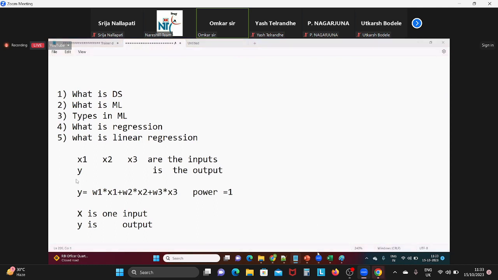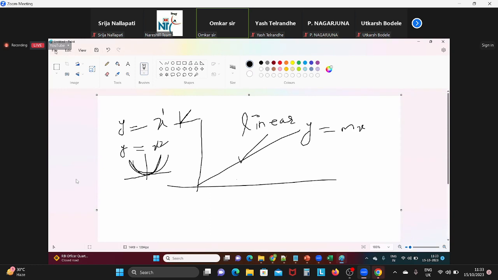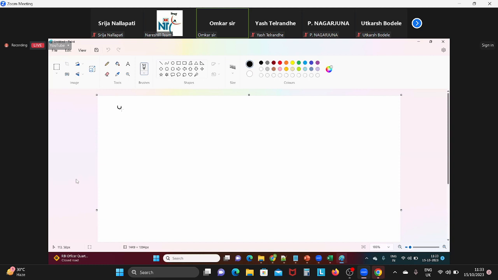Graphs. Yeah. Do you know the two famous graphs? Y is equal to mx and y is equal to mx plus c. For y is equal to mx, generally the graph will pass through 0. The graph will look like this. And y is equal to mx plus c, the graph will have an intercept. Somewhere this line will go.